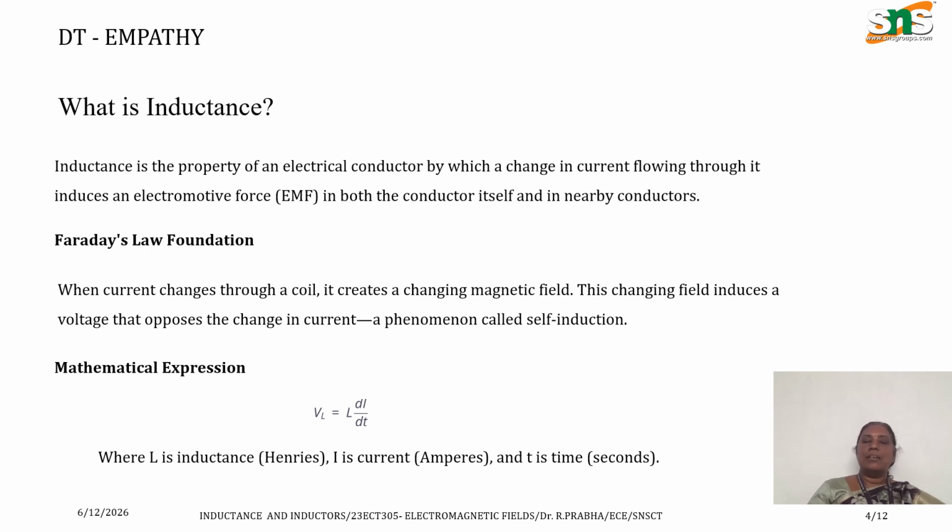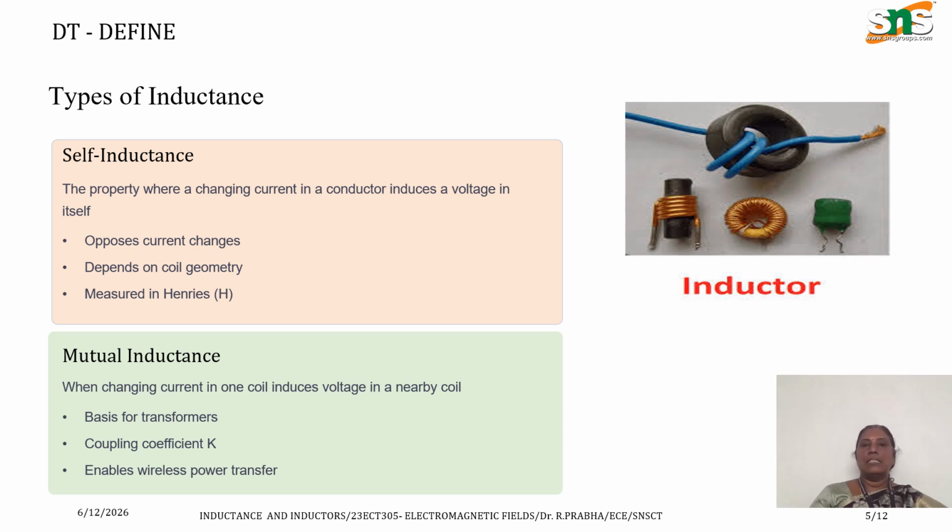Now the Faraday's law foundation for this inductance is whenever the current changes through a coil, it creates a changing magnetic field. This changing field induces a voltage which opposes the change in the current, and this phenomenon is called self-inductance. It is defined mathematically as induced voltage in volts, Vi, is equal to the inductance L into di by dt. Here t is the time in seconds, L is the inductance measured in henries, and i is the current in amperes.